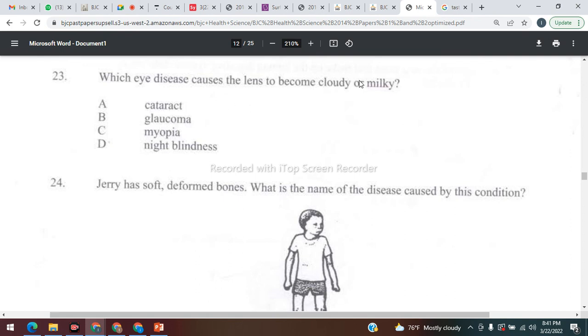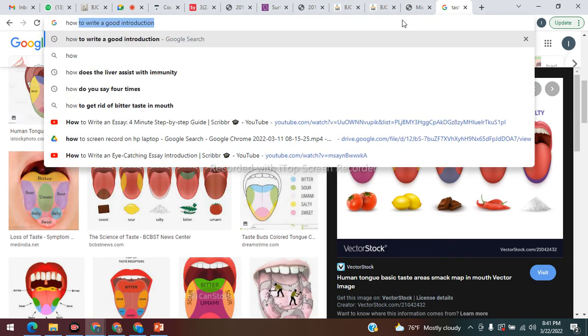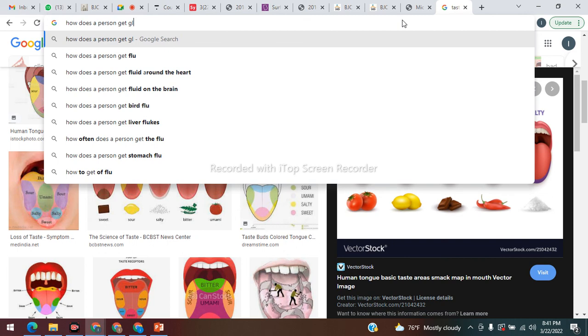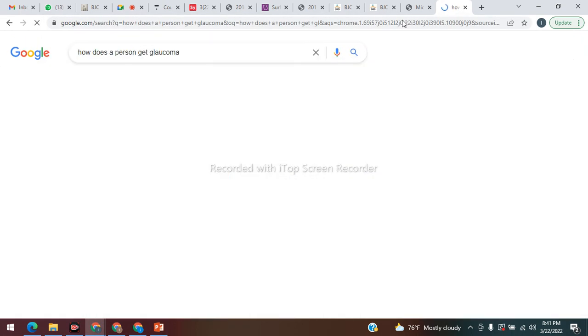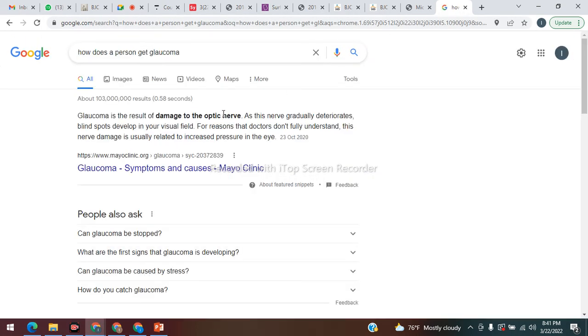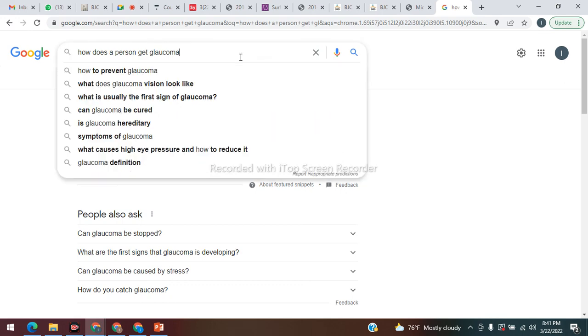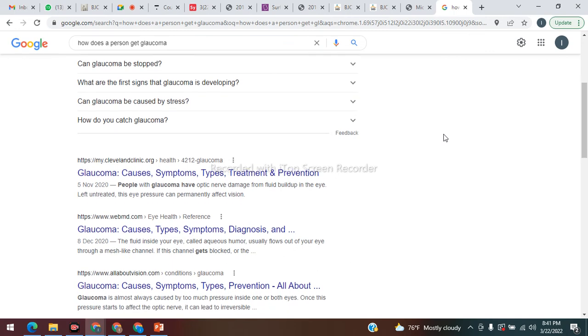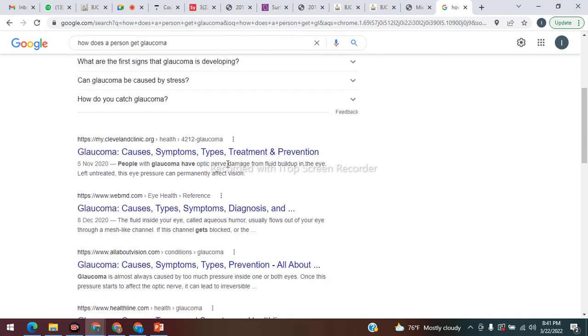Cloudy or milky. How do you get it though? I don't know. Probably inheritance. How do we get glaucoma? Let's see. How does a person get it? Face too close to the camera. No, definitely not. Phone. Eating too much tomatoes. It just says damage in an optic nerve.